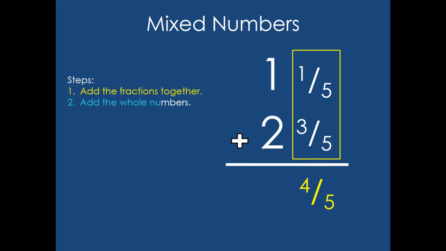Second, add the whole numbers. We have here 1 and 2. 1 plus 2 is equal to 3. So the answer is 3 and 4/5.